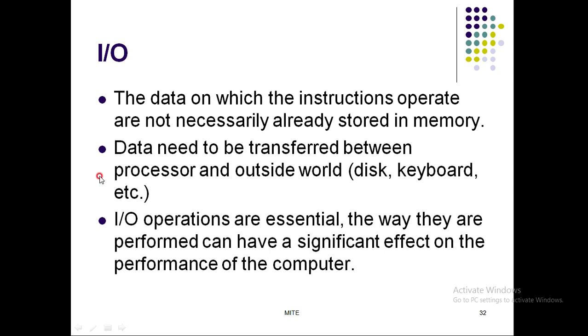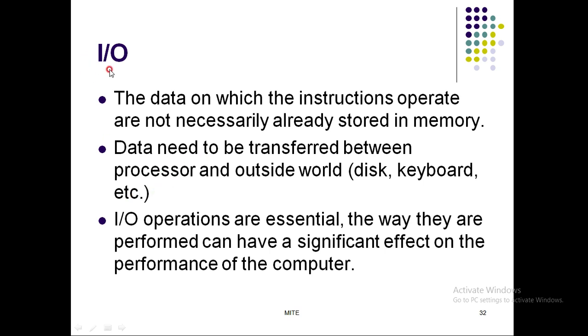Next thing, the data which is to be transferred between the processor and the outside world. Whatever data you want to transfer between the processor and the outside world is nothing but your input output, like the simple example we saw just now. So what is the outside world? It could be a disk, it could be a keyboard or anything. Okay, so this is very important.